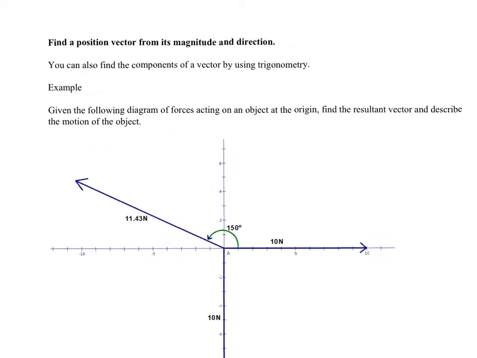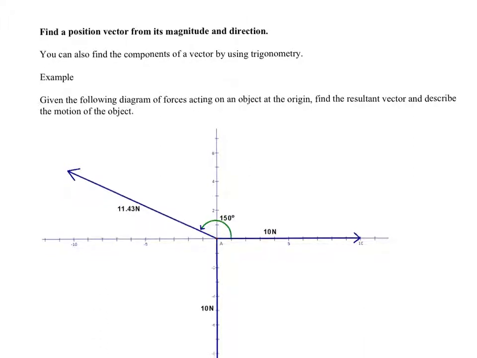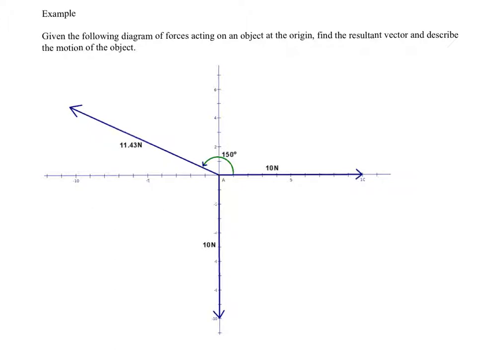So last example we're going to do is how to find a position vector from its magnitude and direction. And we're going to use trigonometry to do this. So given a diagram of forces acting on an object at the origin, so it's some object that has forces acting upon it in different directions, we want to find the resultant vector, so the sum, and describe the motion of the object. So we have 3 different forces here.